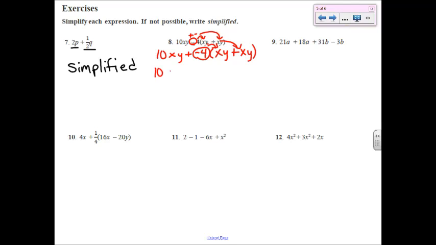So 10xy is not part of this distributive property yet. And then I'm going to say plus negative 4xy plus negative 4 times xy. So I have negative 4xy plus a negative 4xy. That's going to give me negative 8xy. So I have 10xy plus negative 8xy. Whoops, don't need that parentheses there.